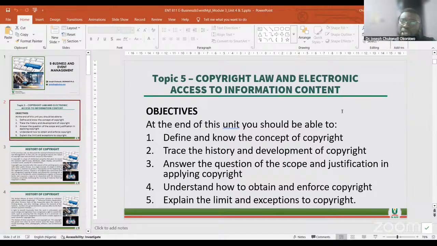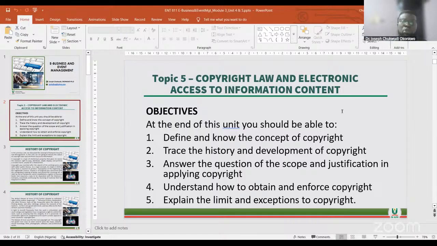And we expect that every student should be able to define and know the concept of copyright at the end of this session. Every student should be able to, to a large extent, trace the history and the development of copyrights. Every student should be able to answer the question of what is the scope of a particular copyright, as well as the justification in applying copyright to a particular intellectual property.